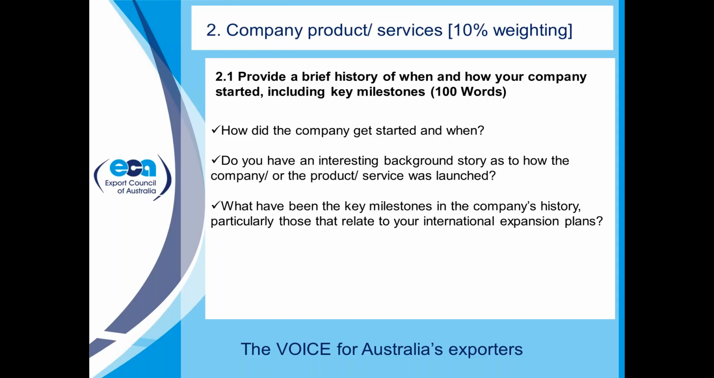Okay, so question number 2, we've got 10% weighting here. So 2.1, provide a brief history of when and how your company started, including key milestones. You've only got 100 words, so there's not a lot here, but judges love to hear about how you got started. So how your company's product or service started exporting, and really define the company's international competitive advantage here. Think about your diversification and think about your achievements.